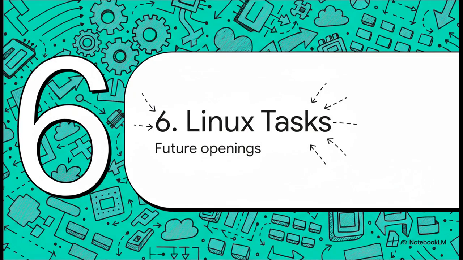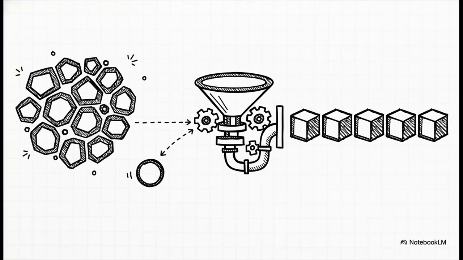And finally, Section 6, Linux tasks and future openings. We've talked a lot of theories so far, but let's see how a massively popular operating system practically handles these paradigms. Here is a totally surprising and fascinating insight. At the kernel level, the Linux operating system actually completely abandons the word thread. Yeah, it doesn't differentiate between a massive process and a lightweight thread at all. Instead, Linux treats absolutely everything as a task.